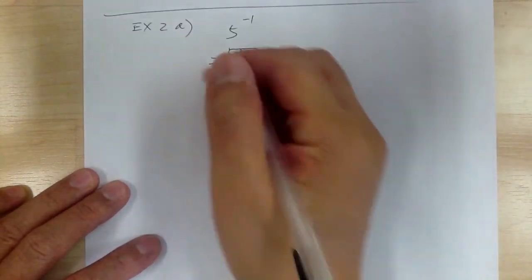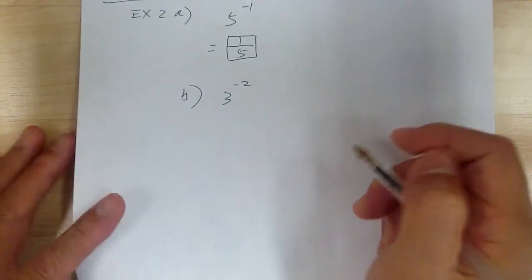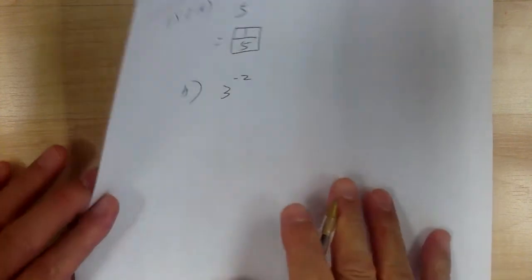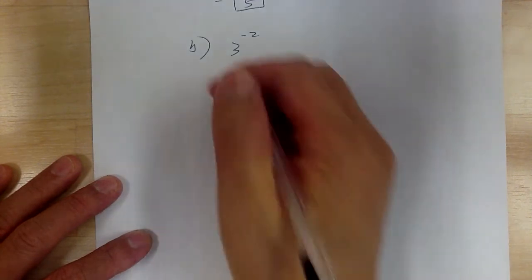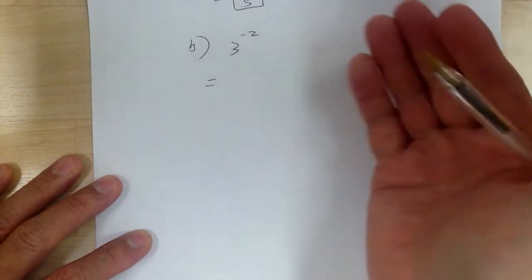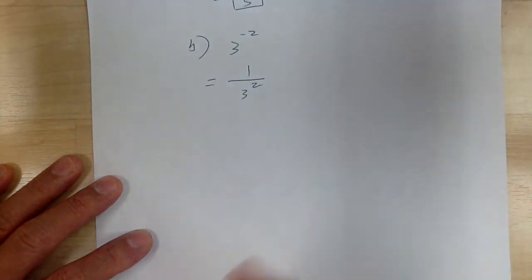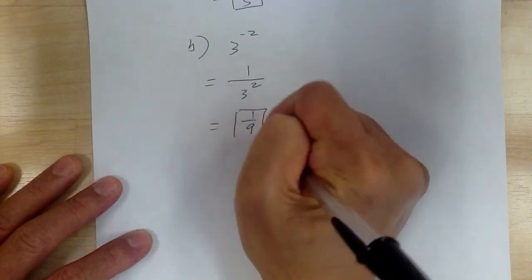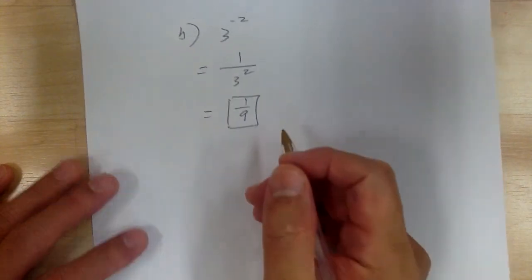So you go to b, you've got 3 to the negative 2 power. When you flip things over, don't do anything other than flip it over. Don't do any weird things. First, flip it over to get rid of the negative exponent. So this becomes 1 over 3 squared. Then you do the next step and work it out, so it'd be 1 over 9. You do one step at a time so you don't make careless mistakes.